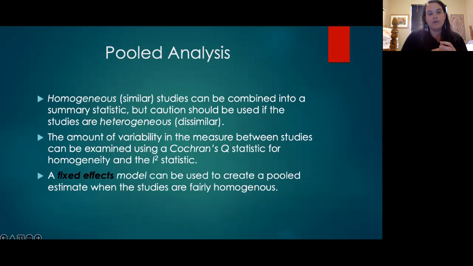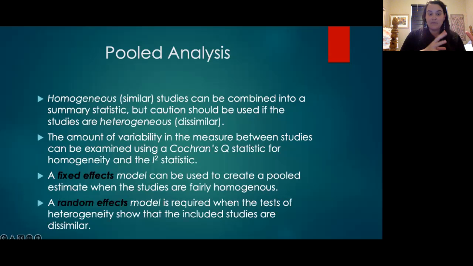And a fixed effect model can be used to create a pooled estimate when the studies are fairly homogeneous. And the book gave you nothing on this. But for a little more information to kind of support this, under the fixed effect model, we assume that there is one true effect size that underlies all the studies in the analysis, and that all the differences in those observed effects are due to sampling error. So we believe that there's one true summary statistic, and the differences are really just about how we sampled our populations.